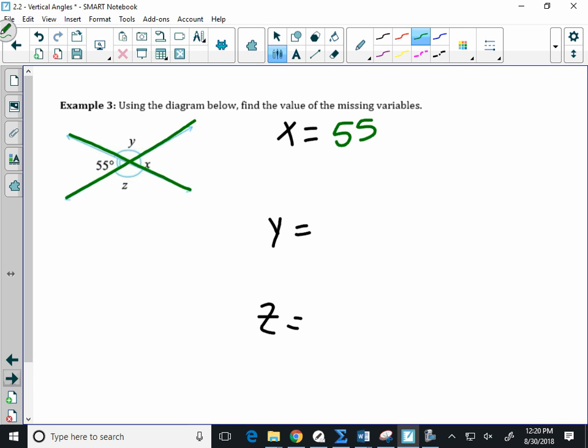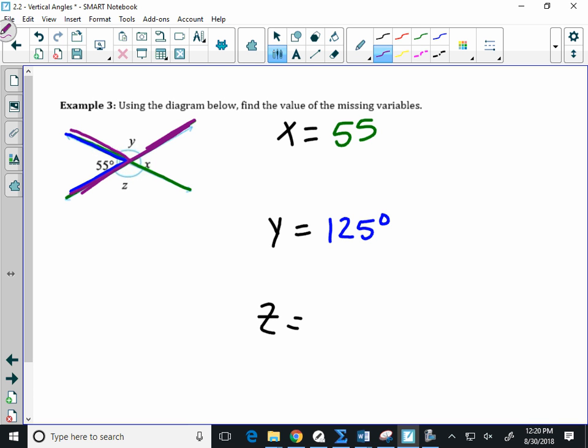Who can tell me what the measure of y is? 125? How'd you get 125? Good. How'd you know that these were 180 degrees? Yeah, they make a straight line. They are a linear pair. Here's a 55-degree angle. Here's y. They're right next to each other on this straight line. They're a linear pair. They add to 180. Just do 180 minus 55.